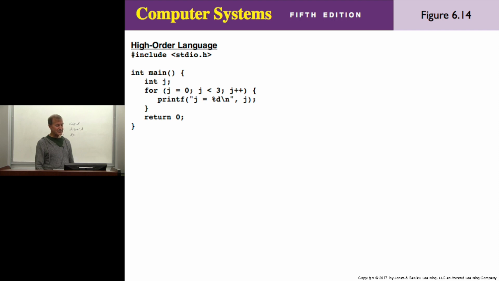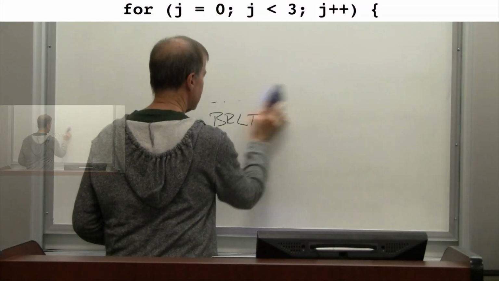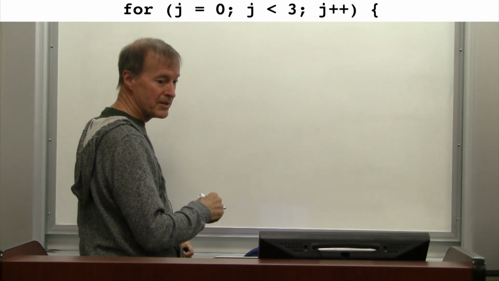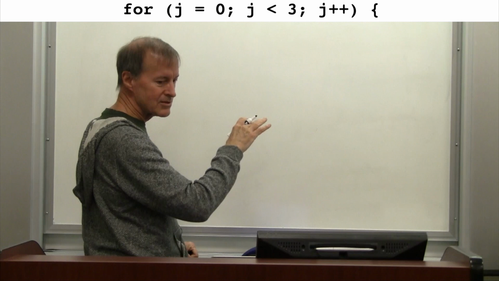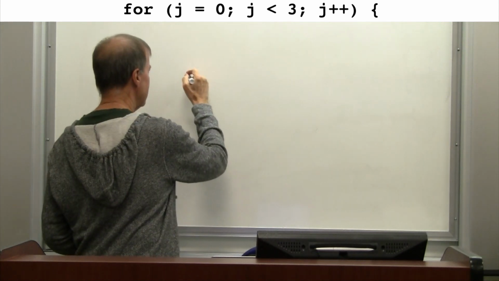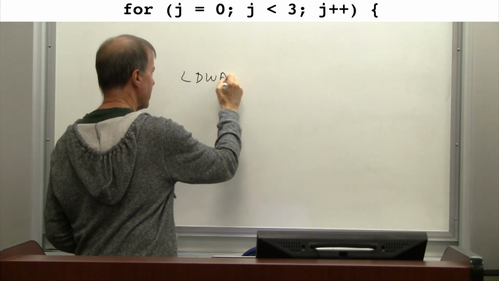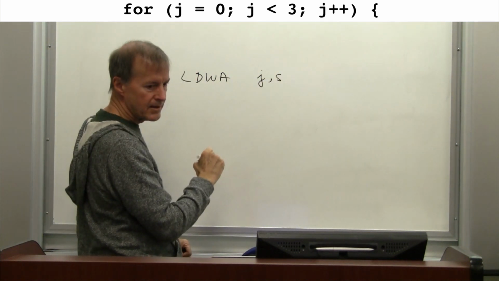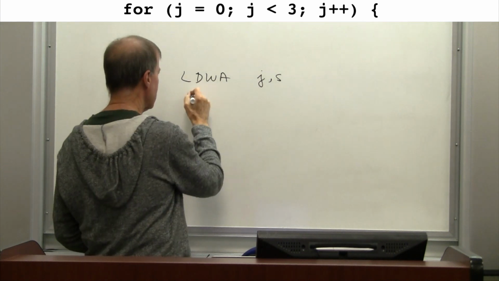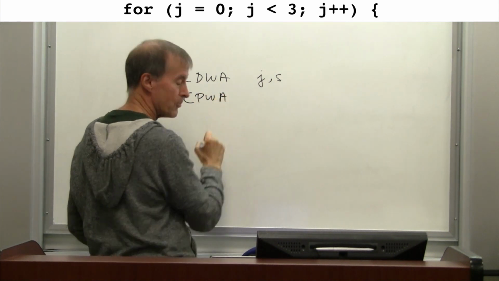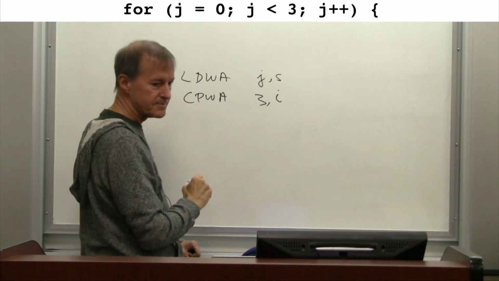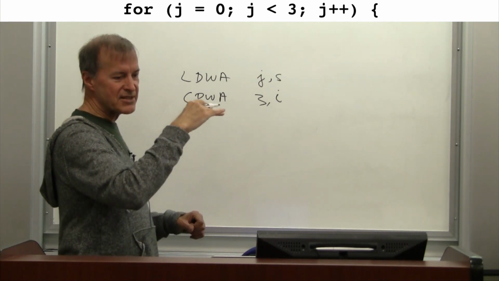And then how do you do j less than 3? Here, let's do the j less than 3, because that's the test. Let's not optimize. If you just said j less than 3, what would that be? Load word accumulator j, addressing s. Compare word accumulator, CP, compare word accumulator 3, addressing mode immediate. And now this test is at the top.